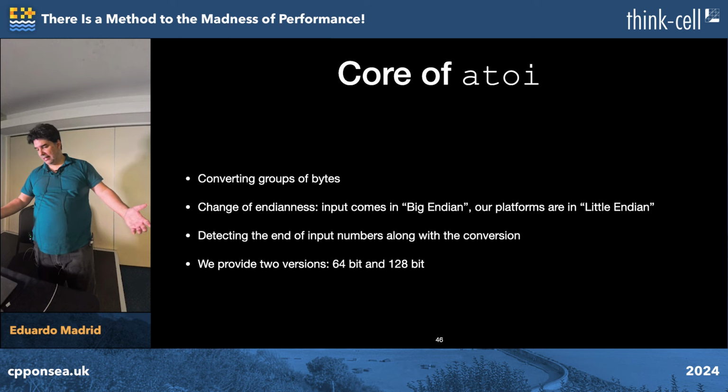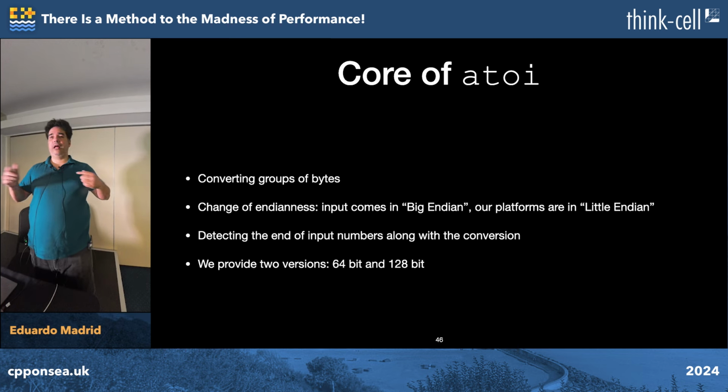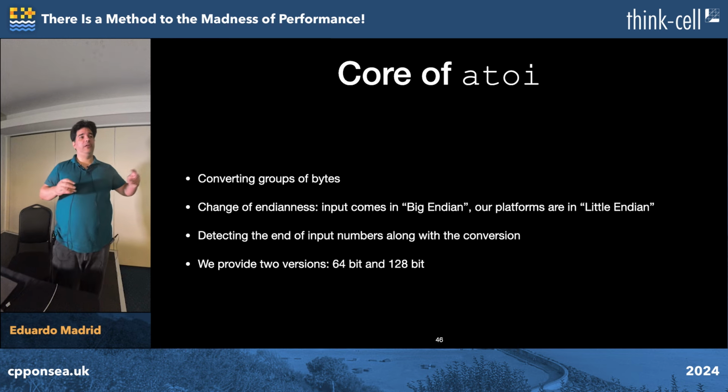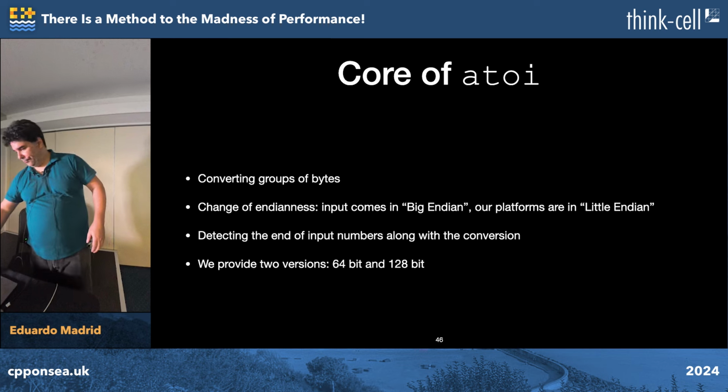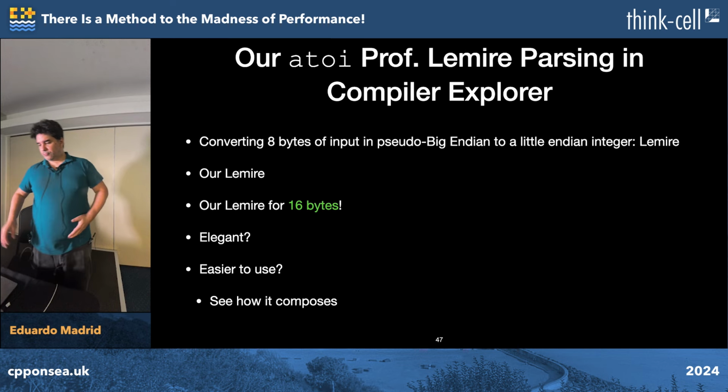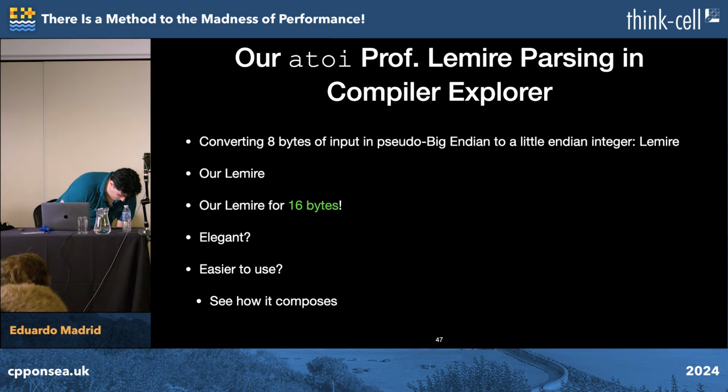We have to detect the end of the input along with the conversion. And we need to measure the performance of using 128 bits by combining two 64 bits, like the infamous data type uint128_t. So one thing, I'm just gonna go to the source code for the purposes of showing this to you.